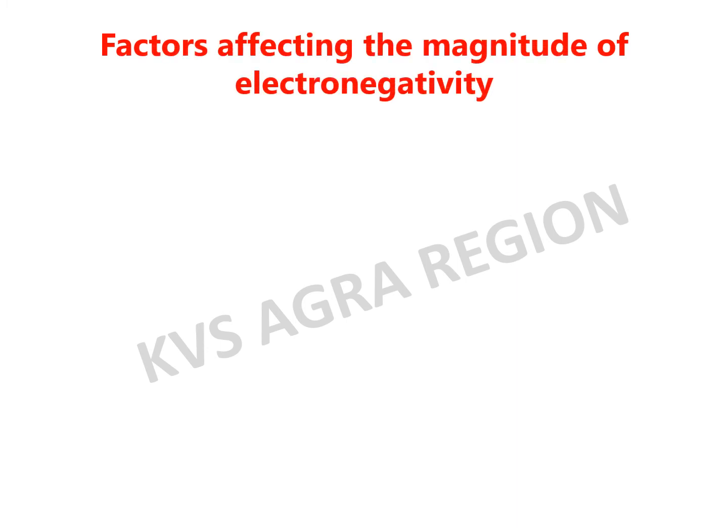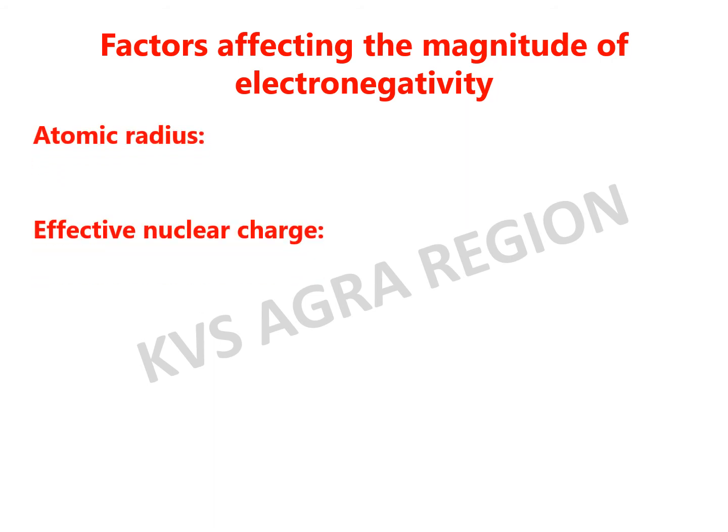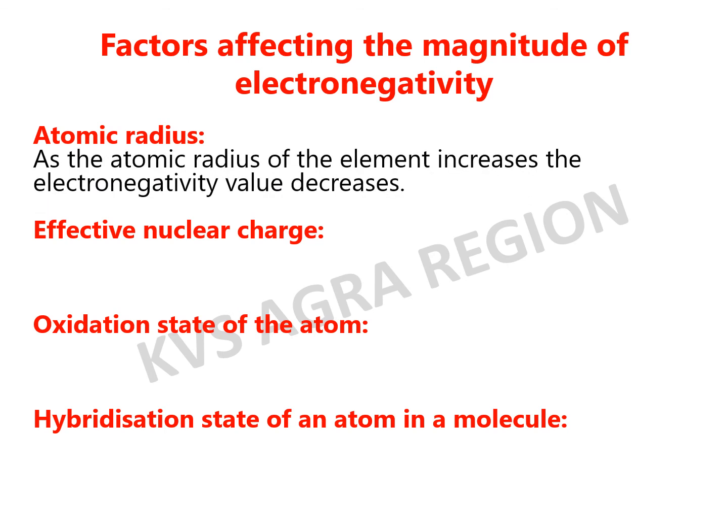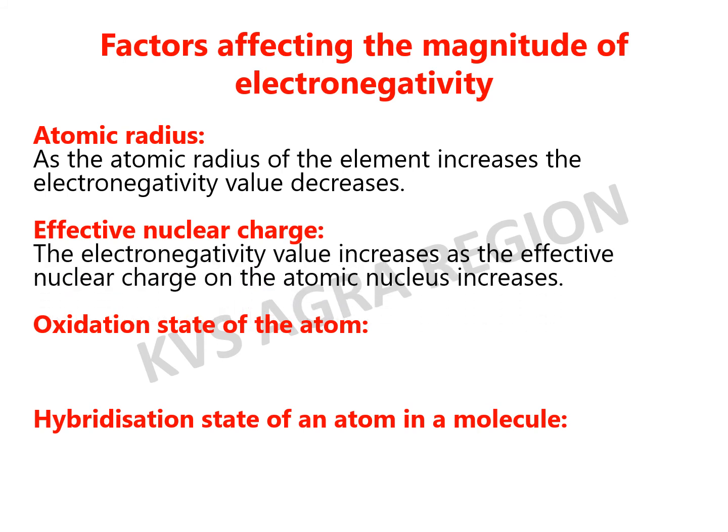Factors affecting the magnitude of electronegativity are atomic radius, effective nuclear charge, oxidation state of the atom, hybridization state of an atom in a molecule. Atomic radius. As the atomic radius of the element increases, the electronegativity value decreases. Effective nuclear charge. The electronegativity value increases as effective nuclear charge on the atomic nucleus increases.